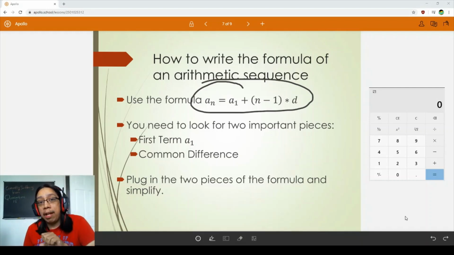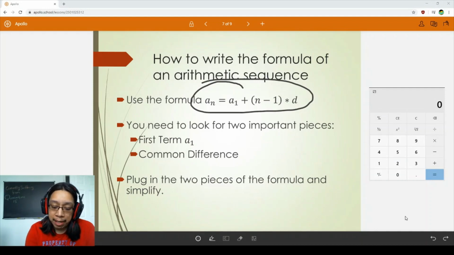You only have to look for 2 important pieces of information in order to write the formula. You only need to look out for the first number in your list, which sometimes will be given to you, sometimes you're going to have to figure that one out, and you have to find the common difference, which again, sometimes it'll be given to you, sometimes you're going to have to figure that out. Lastly, after you have those 2 pieces of information, we're just going to plug them into the formula, and then we're going to simplify, and we're not going to do anything else besides just simplifying it. Let's go ahead and see how that works out in action.